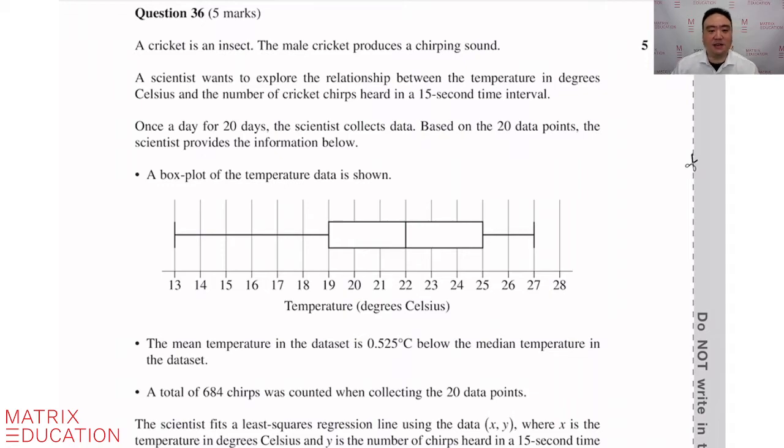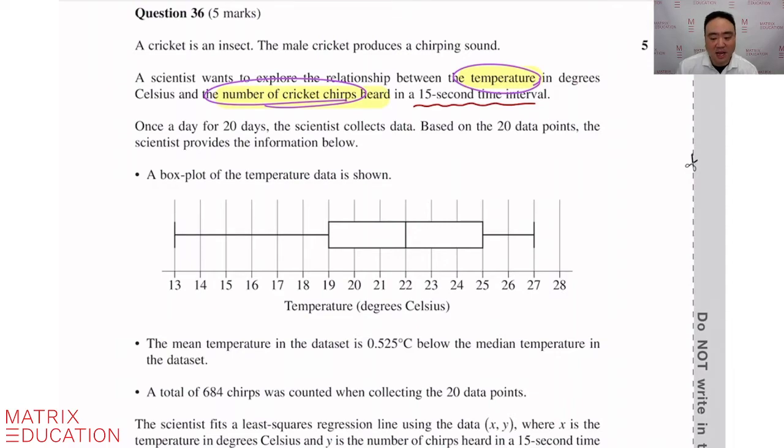A cricket is an insect. The male cricket produces a chirping sound. A scientist wants to explore the relationship between the temperature in degrees Celsius and the number of cricket chirps heard in a 15-second time interval. So when you read this question, the information here says the relationship between temperature and the number of chirps heard. So we're exploring the relationship between two things. Number one, the temperature. Number two, the number of chirps. This 15-second time interval is irrelevant information.